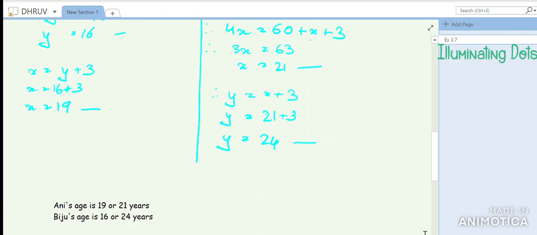Therefore, Ani's age is 19 or 21 years and Biju's age is 16 or 24 years. So this is only the CBSE thing. You will get two answers for two different situations and they will just confuse you. If this question comes in the exam and you weren't able to solve it, then you can understand how difficult it was for you. So you could have lost around 3 to 4 marks. So it's good for you that you didn't lose any marks because you solved it.